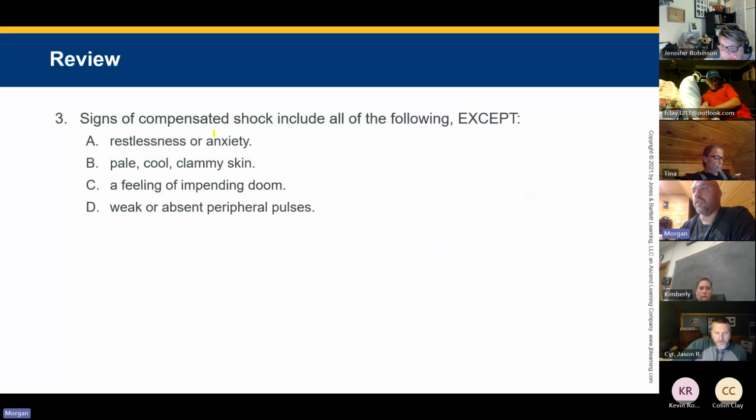Signs of compensated shock include all the following except: restlessness or anxiety, pale, cool, clammy skin, a feeling of impending doom, weak or absent peripheral pulses. It says signs, not symptoms, so it's what we're seeing. D. They can feel restless or anxious right from the get-go because of the adrenaline pumping in, and they know something's wrong. Pale, cool, clammy skin can be from compensated to decompensated. Feeling of impending doom goes with the restlessness and anxiety.